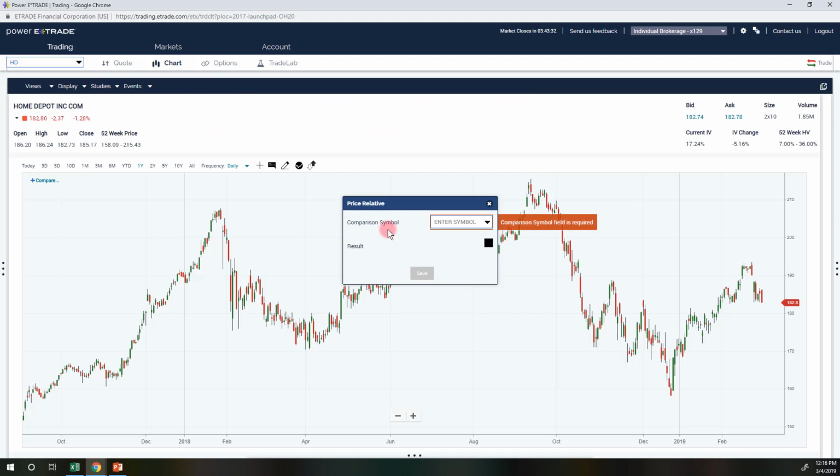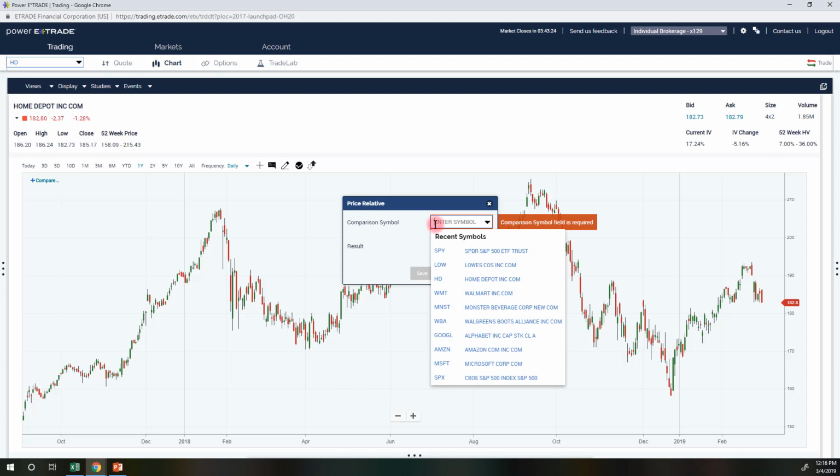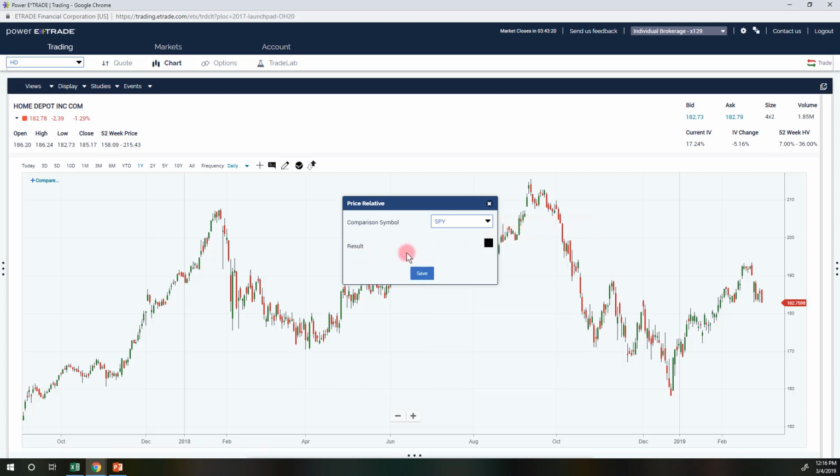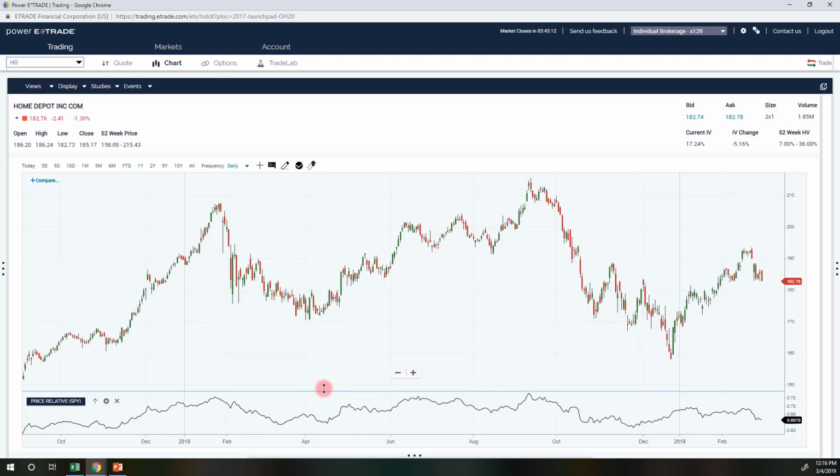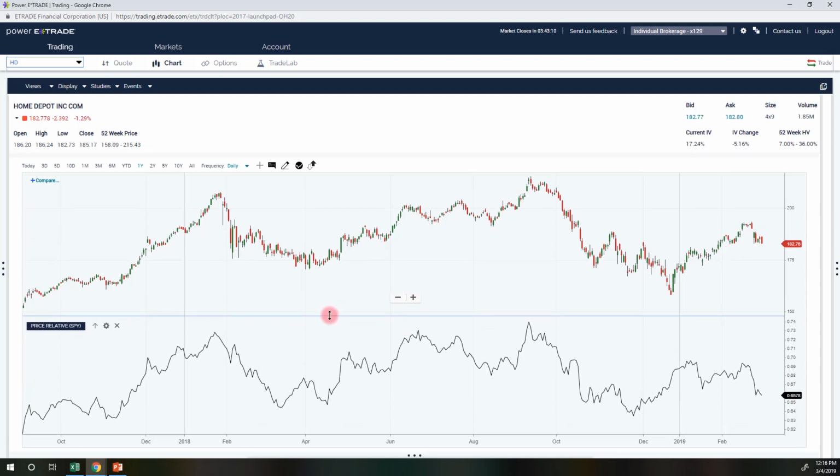So I might compare it to one of its peers, let's say to Lowe's, or probably more commonly would compare it to the overall market. So let's compare it to the S&P 500. I'm going to use the spiders right here at the top. I can also change the color of the line. I'm going to leave it at black and then choose Save. Let's go ahead and lift this up a bit so we can see it better.